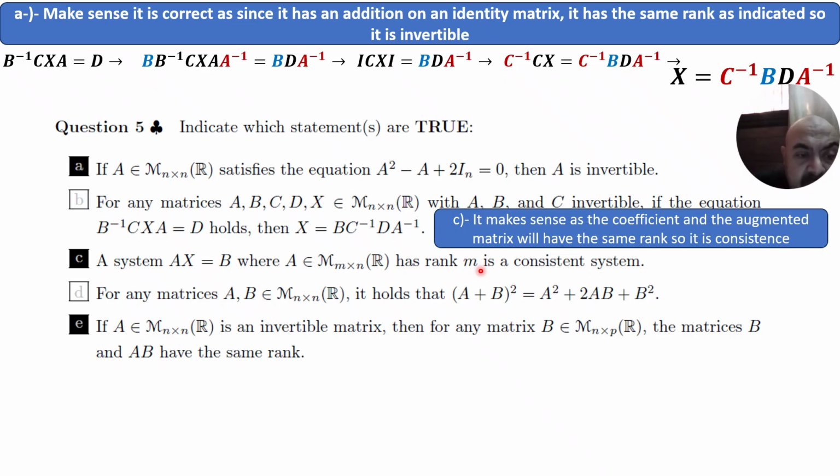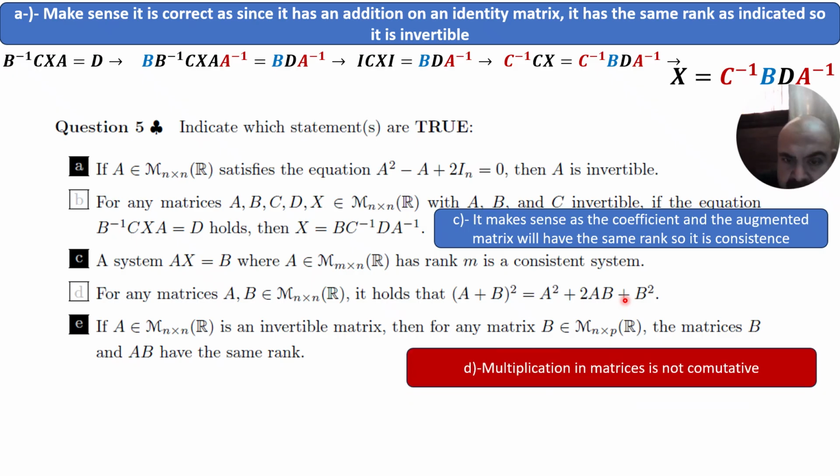Number D, for any matrices A, B belongs to the n by n matrices, it holds that. No, this is not correct. We solved something like this in the introduction of the multiplication of matrices, because once you try to multiply these brackets, you will have AB plus BA, and they are not equal to each other, so it's not correct.